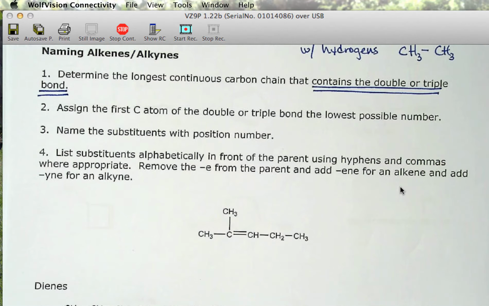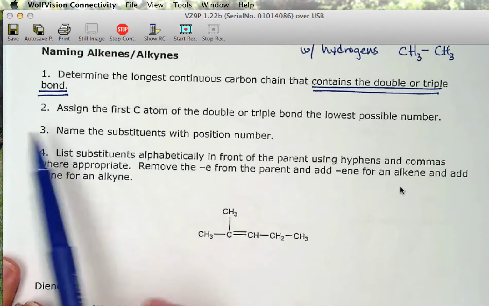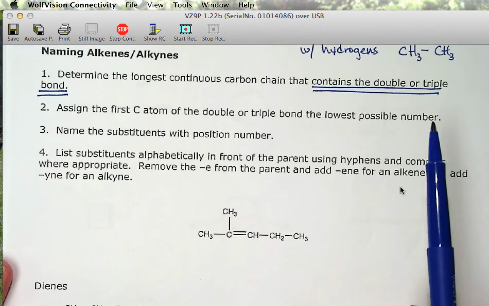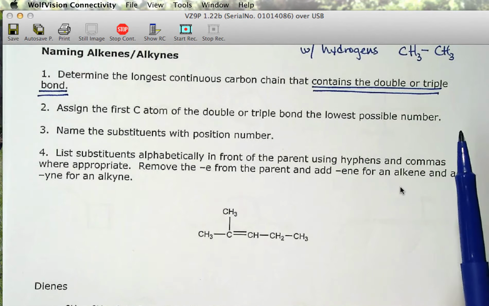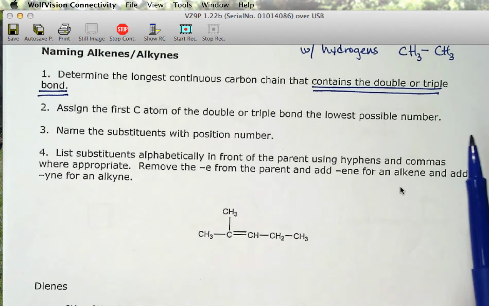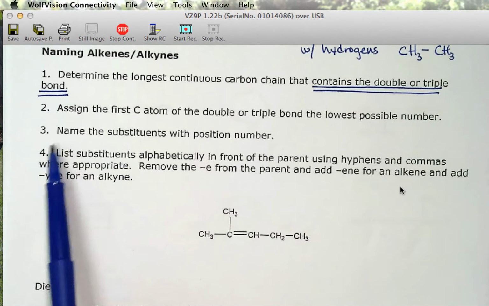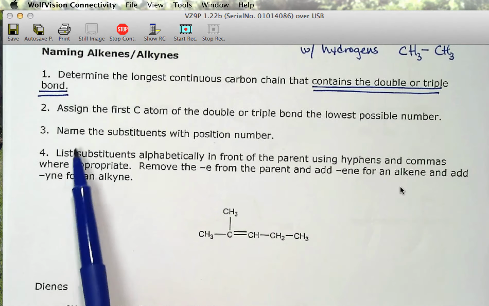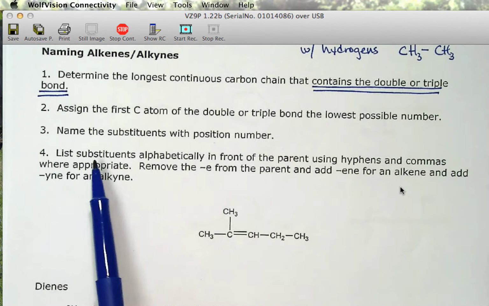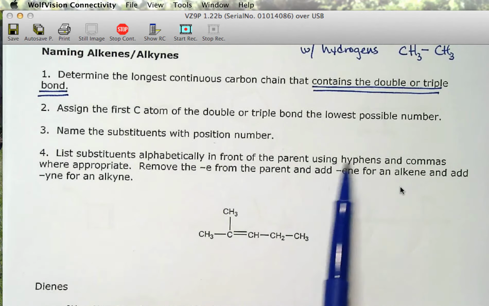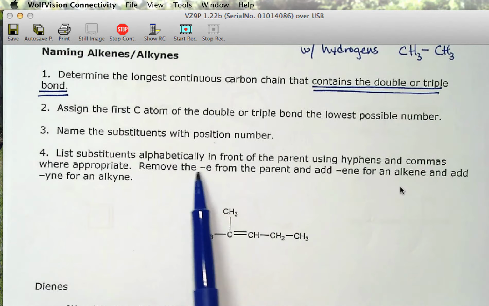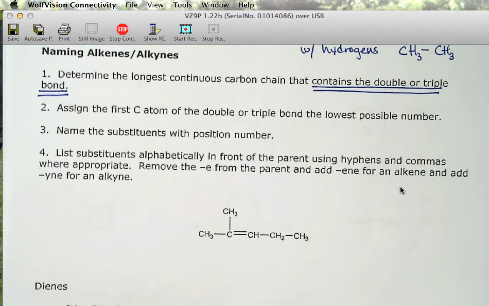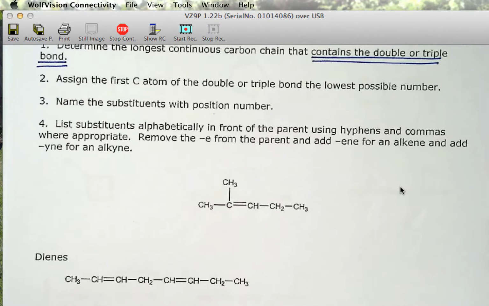Okay? So assign the first carbon atom of the double or triple bond the lowest possible number. It's very similar to what we had before with the methyl and the ethyl and the isopropyl, all that. So name the substituents with position number. Okay, we've done that before. List substituents alphabetically in front of the parent using hyphens and commas where appropriate. Remove the E from the parent and add ene for alkene and add yne for alkyne. Okay, well, kind of makes sense.